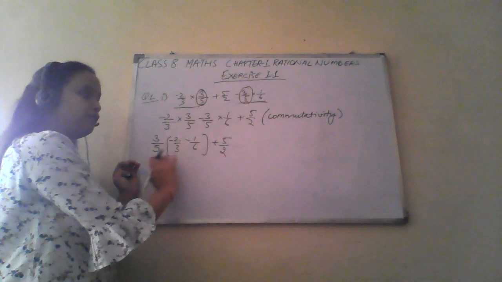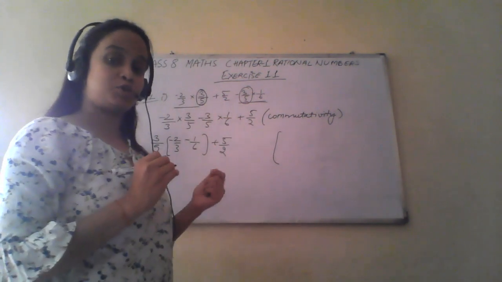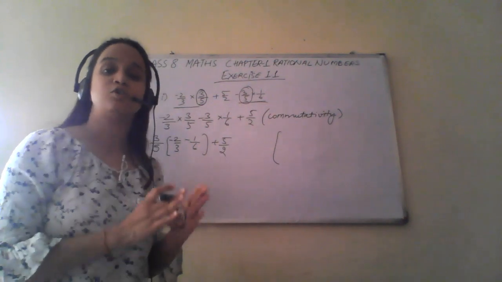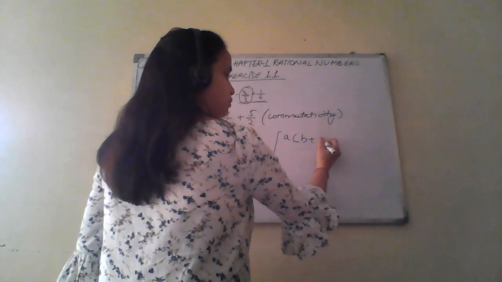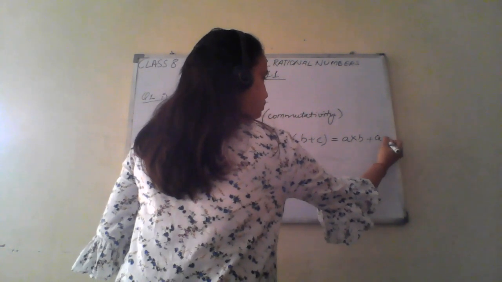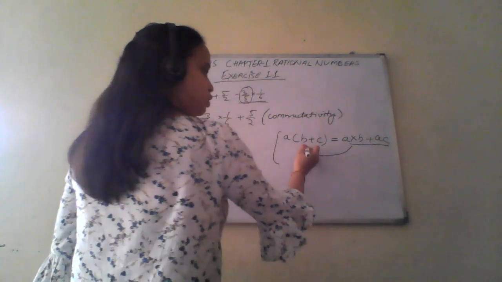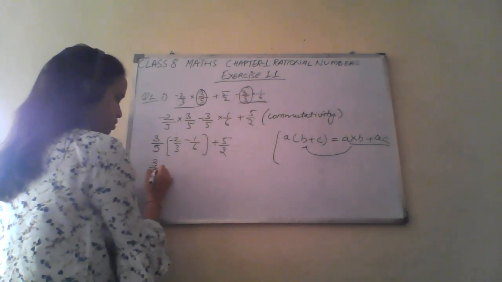Now what is this? If you remember the property of distribution, what does it say? The property of distribution was like distribution of multiplication over addition and subtraction. So the reverse is also true. So this is a reverse form. Now we can solve this. 3 by 5.